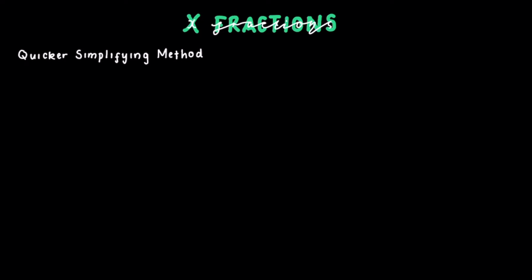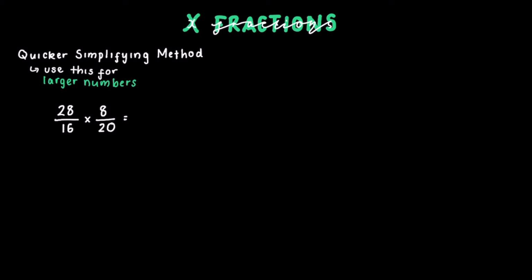Now we've got the other practice questions out of the way, I wanted to introduce a quicker simplifying method. So as you can see in one of the examples, after getting our answer, we had to simplify it again. This method is going to usually be used for larger numbers, such as the ones we have on the screen. So let's take the example 28 over 16 times 8 over 20.